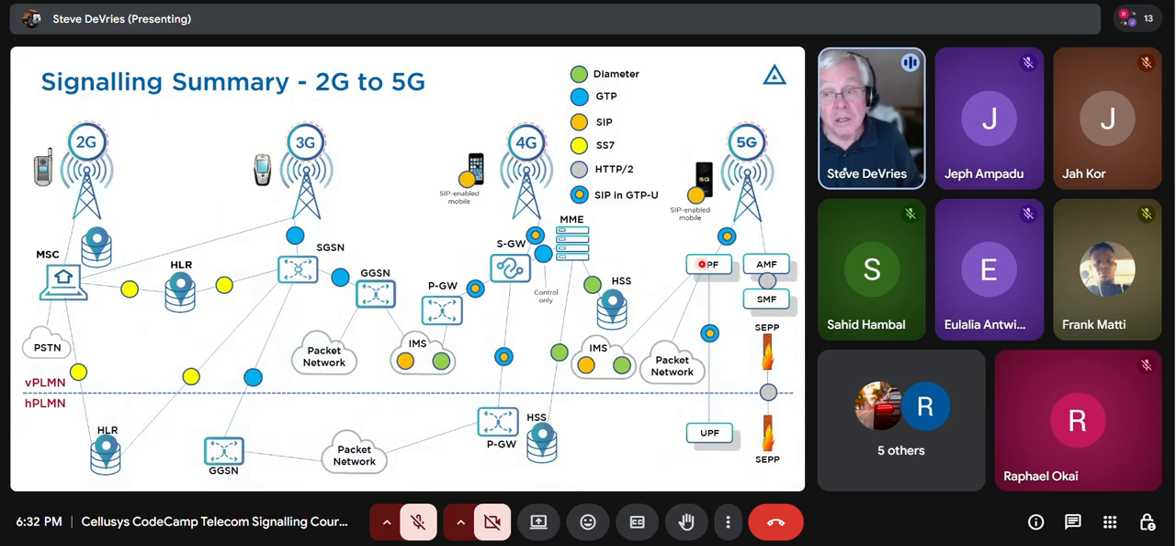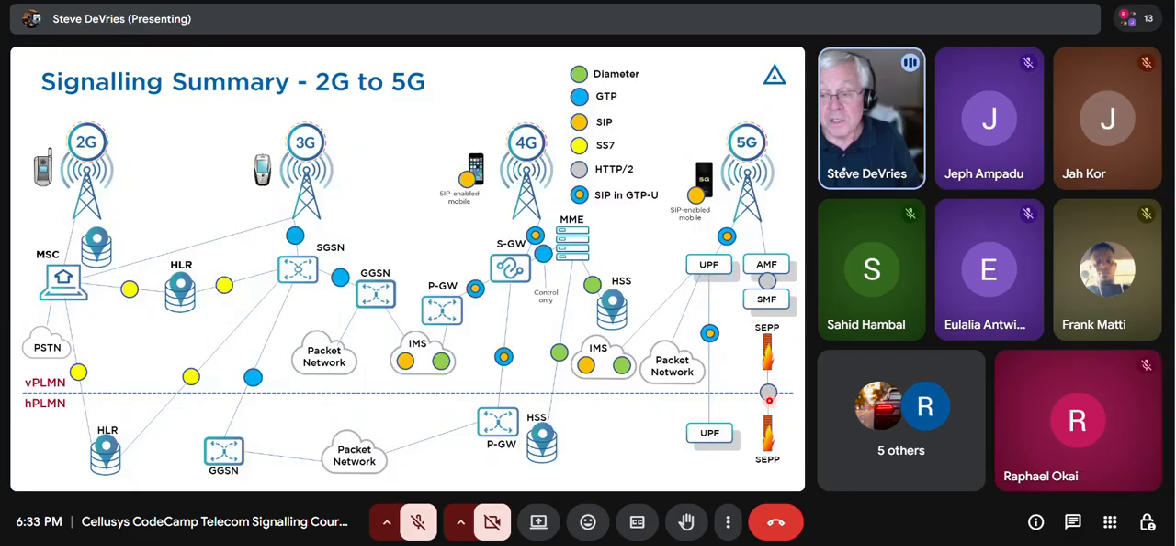By the time you get to 5G, you set up a GTP tunnel from the cell tower to the user plane function, and then you talk either to the packet network or you talk to the IP multimedia subsystem. If you are roaming, the user plane function in the visited network uses GTP to the user plane function in the home network.